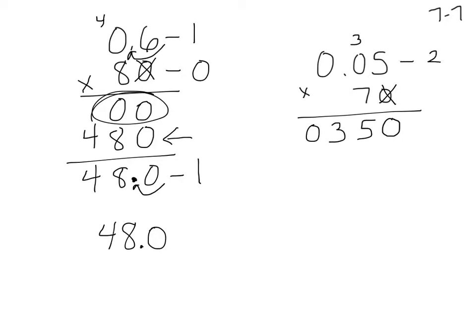This went over 2 place values. This did not go over any. So my answer has to go over 2. 1, 2. I need to put a decimal point right there. Now I'm going to get rid of that, and I can get rid of this 0 too if I want to, and my final answer is 3.5.